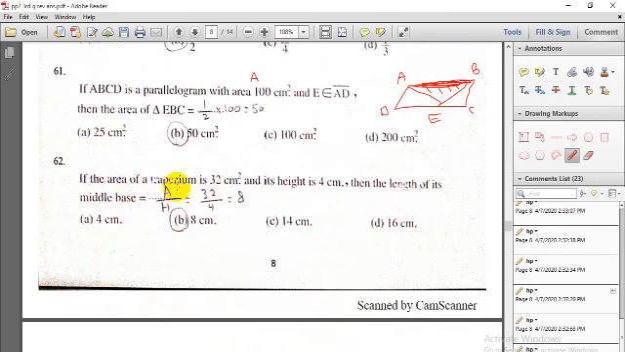If the area of trapezium is 32 and its height, do you remember what is the area of trapezium? Area of trapezium equals what? Middle base times height. Remember? Okay, so if you want the middle base, it equals what? Area divided by the height. So 32 over 4. So it's 8. Very good.